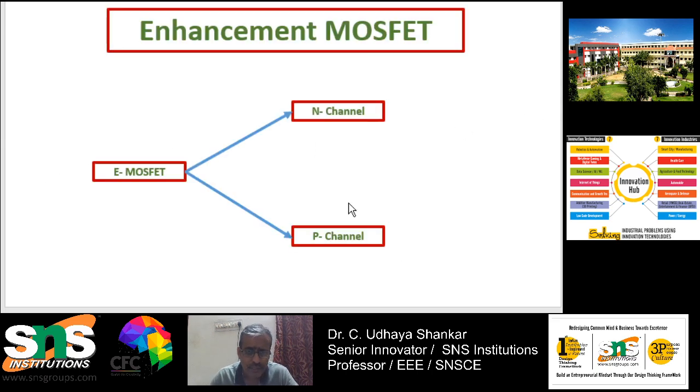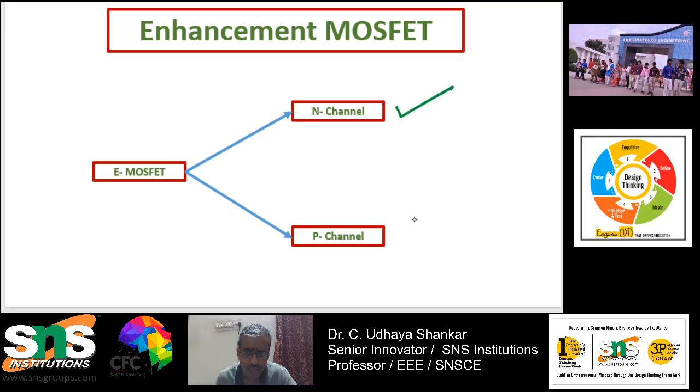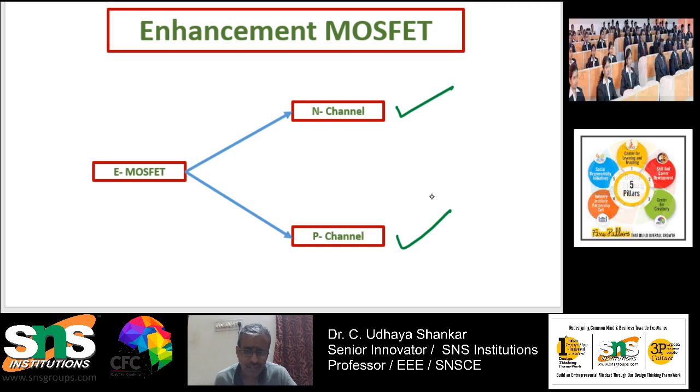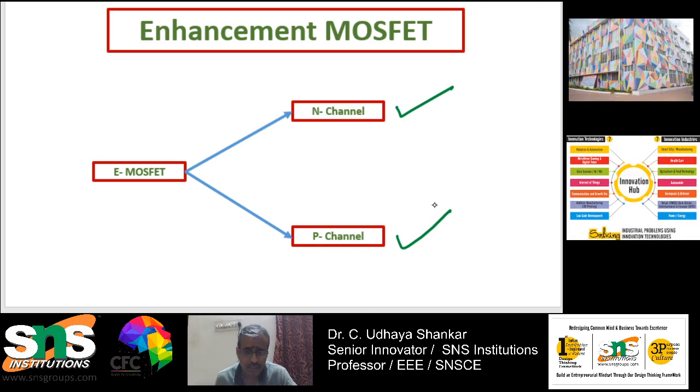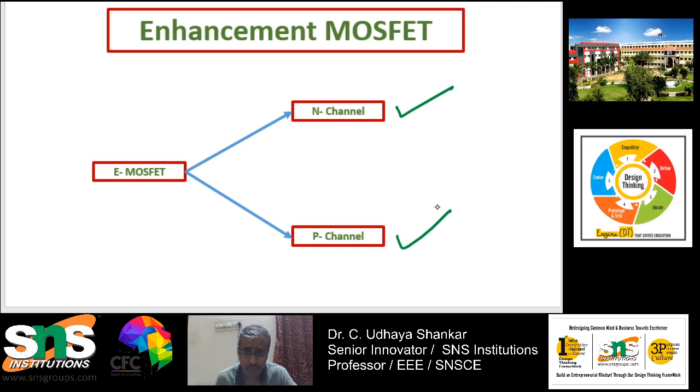As previously discussed, the E MOSFET is classified into two types, N channel type and P channel type. Both types are most frequently used in many circuits, and they have slightly different characteristics. In a few applications the N channel MOSFET will be more suitable, and in some applications the P channel MOSFET will be the best option. Only based on its characteristics can we decide which type of enhancement MOSFET will be useful, whether N channel or P channel.